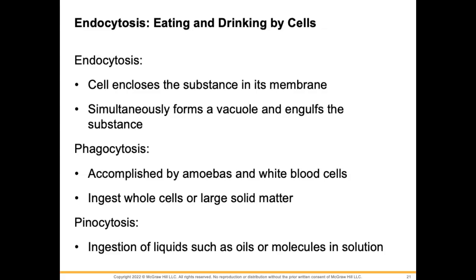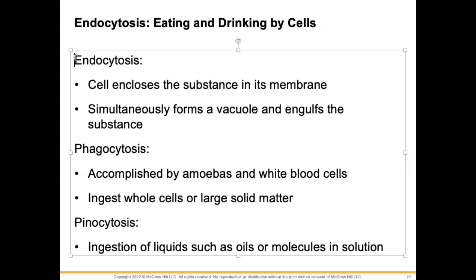I'm just going to try to buzz through these couple slides before I end this one. Endocytosis is eating and drinking by the cells. Endocytosis is when the cell encloses the substance in its cell membrane. It takes it in and encloses it within its cell membrane. It simultaneously forms a vacuole and engulfs the substance. Two examples of endocytosis are phagocytosis and pinocytosis. Again, phagocytosis and pinocytosis are examples of endocytosis.